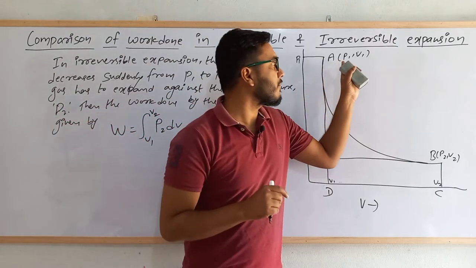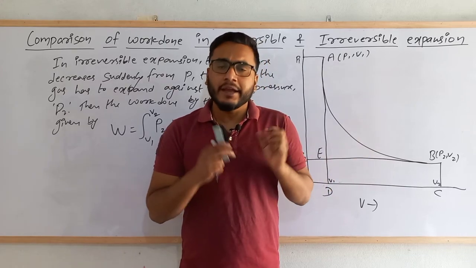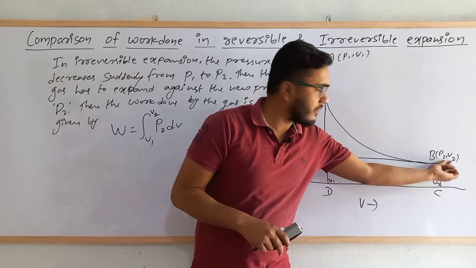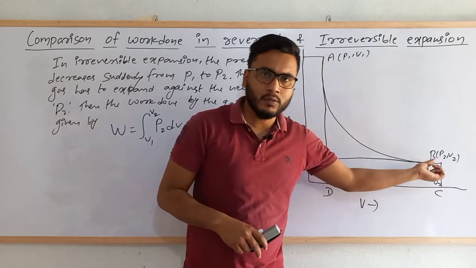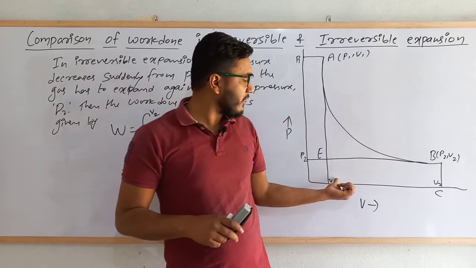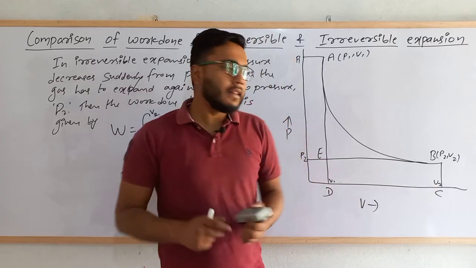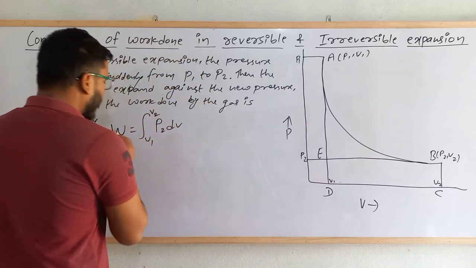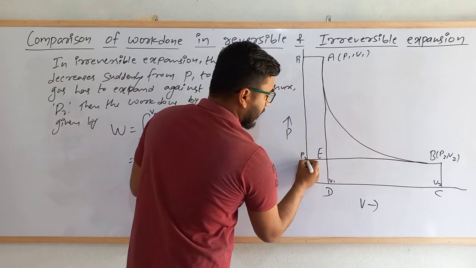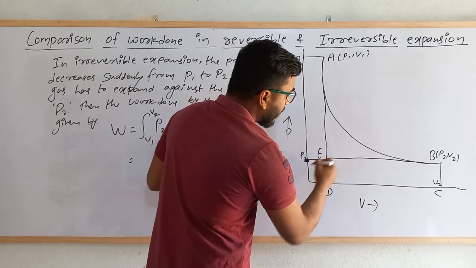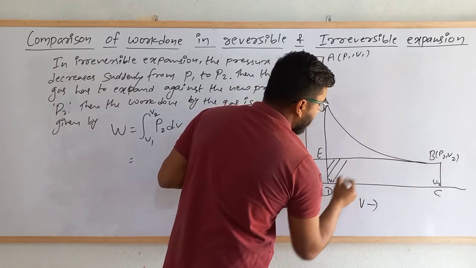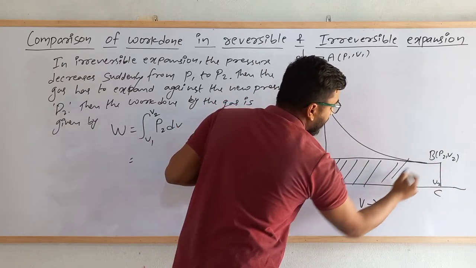As the gas expands from P1 to P2, this process happens very suddenly. So this is the new pressure now. This is the external pressure for the gas now. The gas has to expand against P2, right? And the volume suddenly increases from V1 to V2. Then the total work done will be equal to P2, and P2 is here. From volume V1 to V2 against P2, that means this much of work done.